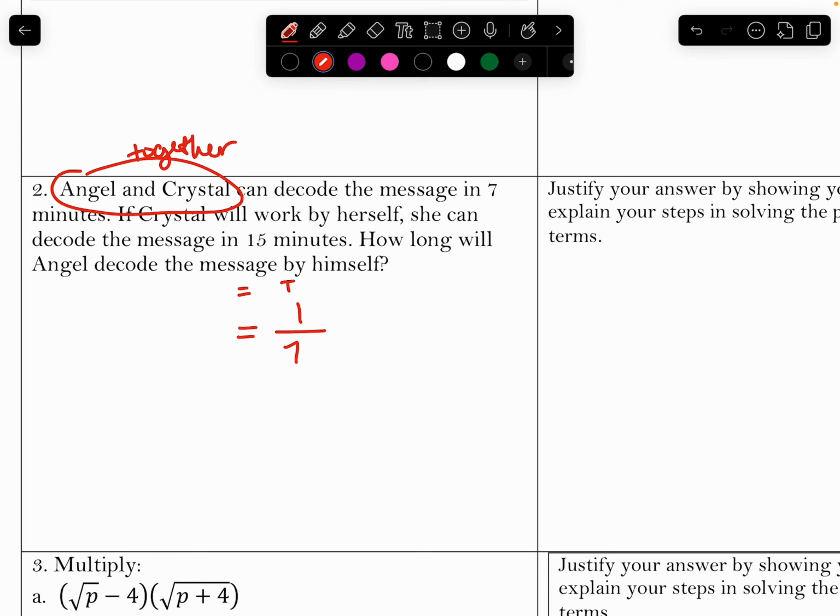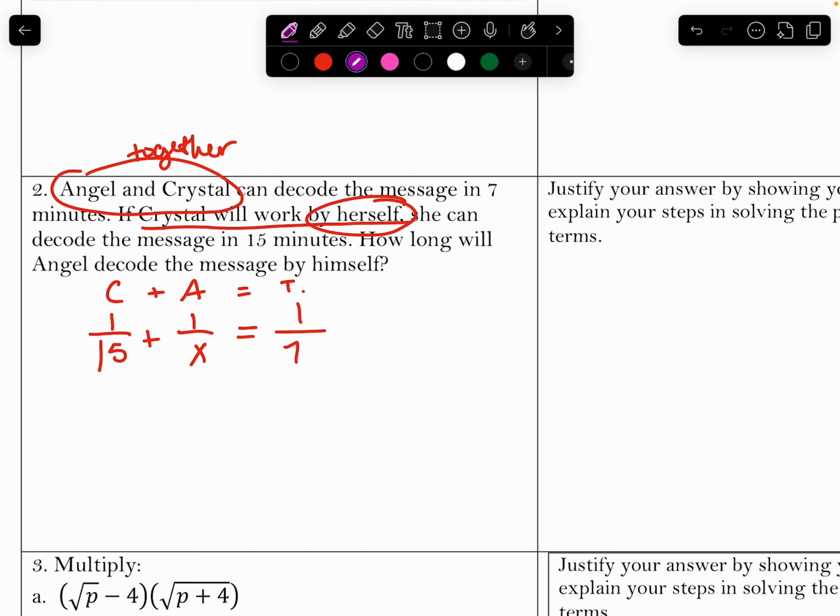If Crystal works by herself, she can decode the message in 15 minutes. How long will Angel take to decode the message by himself? Crystal plus Angel equals T. Crystal does one message in 15 minutes, Angel does one message in X minutes. We don't know X, so same thing as what we've been doing.